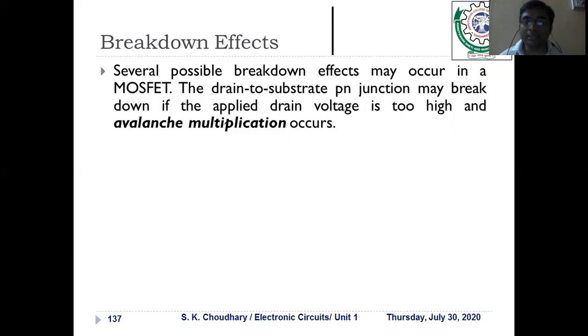It means you have increased the drain voltage too high, and what is the reason? Generally in the saturation region, the drain to source voltage VDS is greater than VDS sat, and if you keep increasing the drain to source voltage, your current will not increase; it remains constant. But what happens?